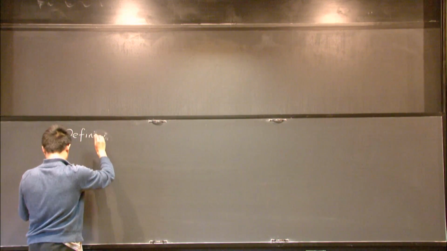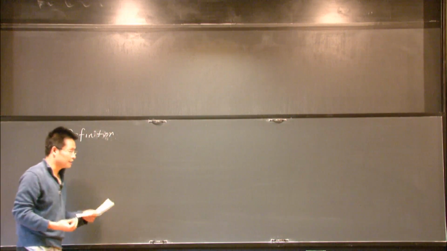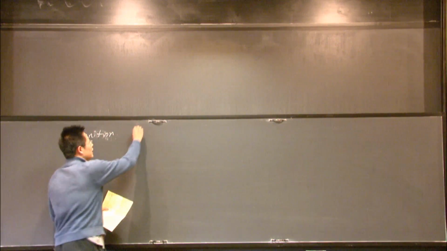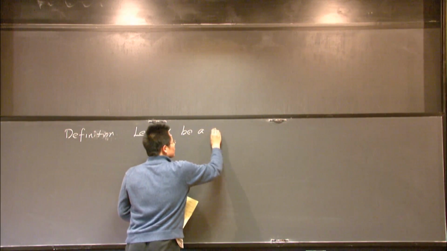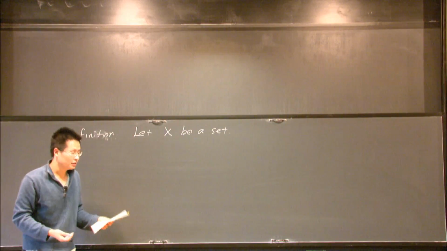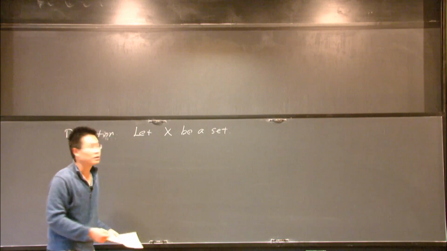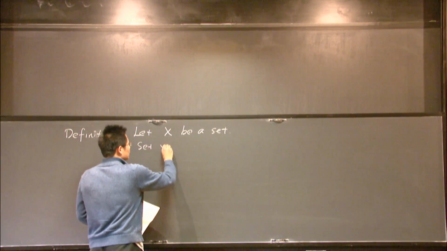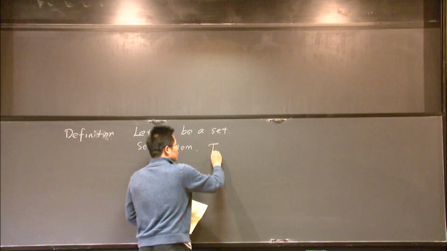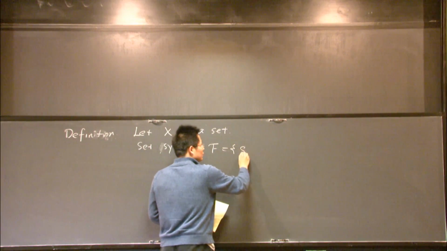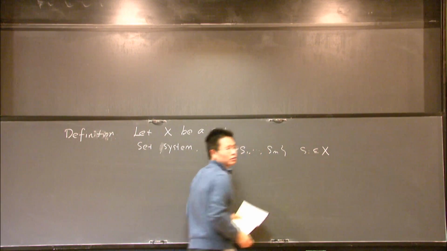Definition. Sorry. We are first going to introduce what a set system is. We have a ground set, so let X be a set. We call it a ground set, so just a set. Now a set system on X is just a collection of subsets of X. So this is a set system.